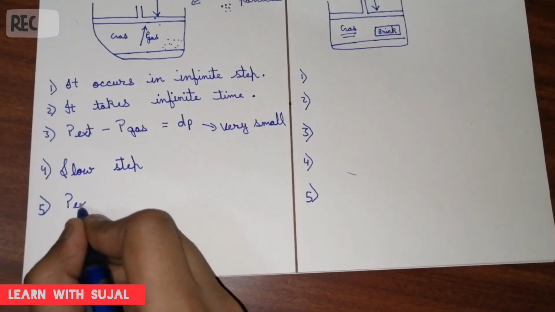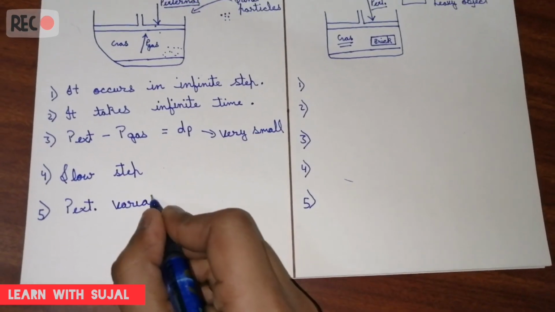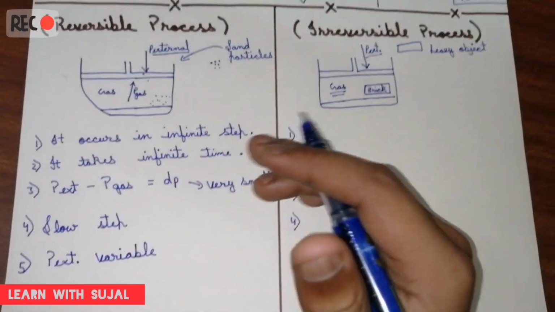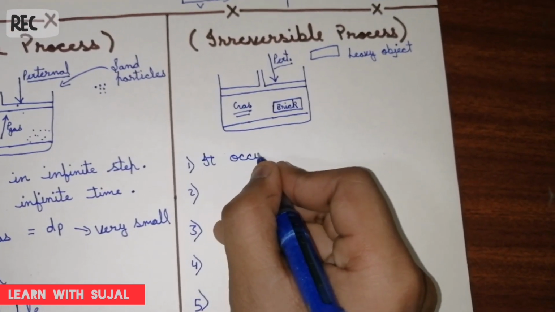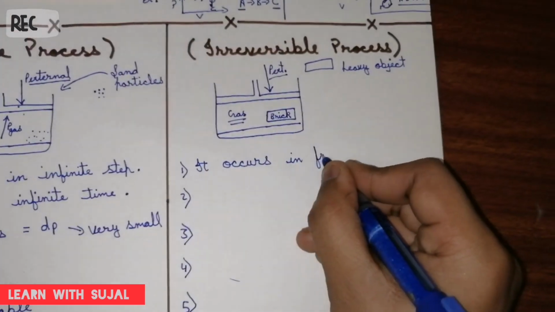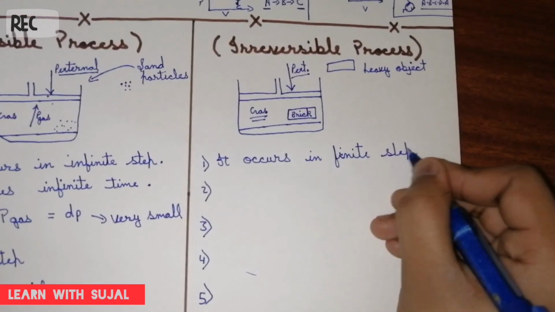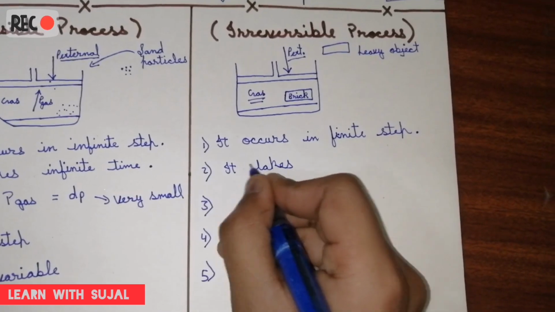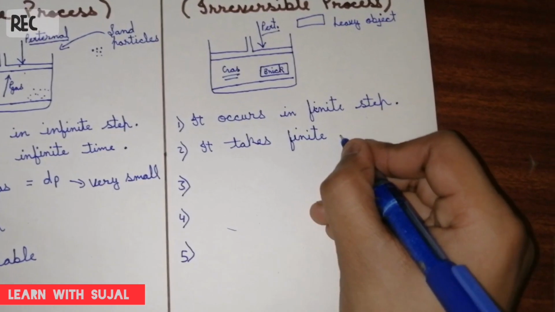And P external is variable, it can vary. It is not the constant pressure or the constant mass of sand particle, it will vary through time. Oppositely, it occurs in finite time. In finite steps, it takes finite time.